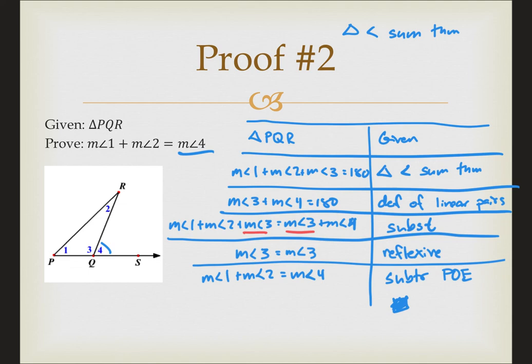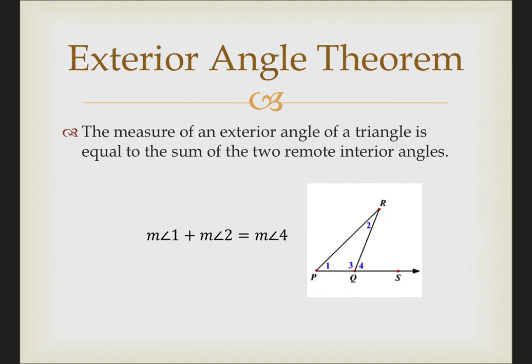Now, this proof, what we did right here, is we proved a theorem. This theorem is called the exterior angle theorem. What this one states is that the measure of an exterior angle of a triangle is equal to the sum of the two remote interior angles. Now, I underlined vocab words that might be iffy.